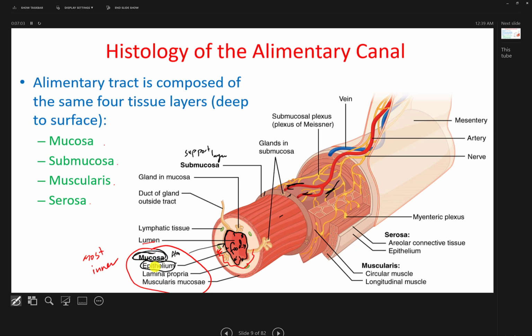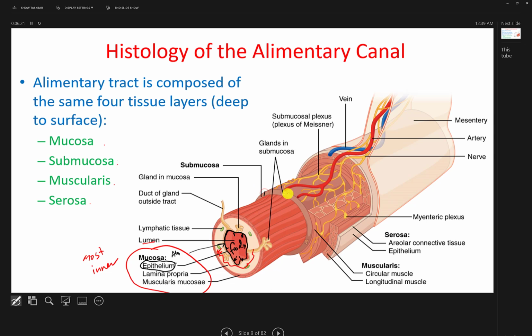The name mucosa comes because the surface of this layer that is facing or coming in contact with food is covered with mucus. And the mucus is important because it will help in moving the food or the nutrients along the canal. This is a major function of this mucus. Then we will have the submucosa.